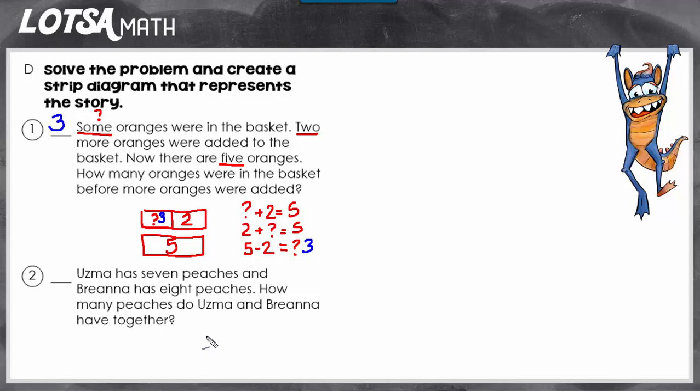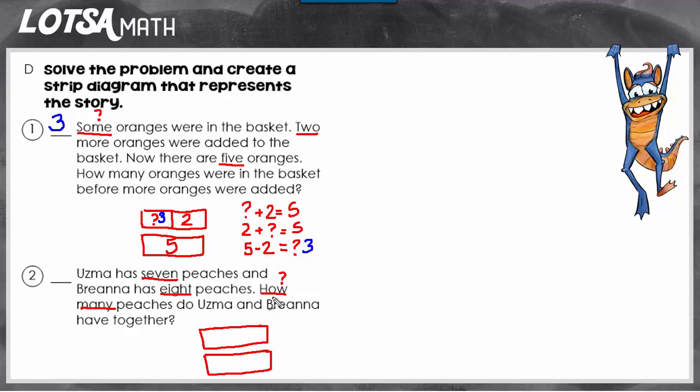So let's look at number 2. Uzma has 7 peaches and Brianna has 8 peaches. How many peaches do Uzma and Brianna have together? Okay, so we're going to start making our strip diagram. I'm going to have some parts that equal the whole. When I go back and read, I see that Uzma has 7 peaches and Brianna has 8. How many is my question word? How many peaches do they have together?